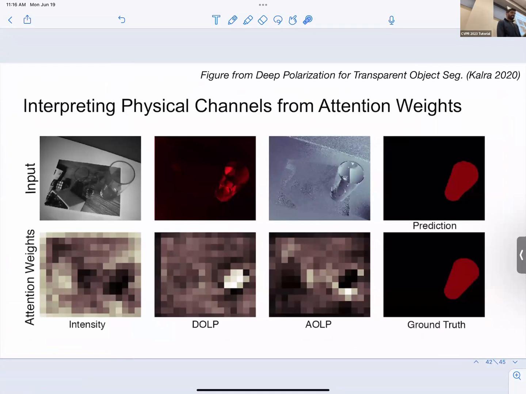So when you have attention, you can also interpret these attention weights and see if they're picking up the physics of the polarization, right? If polarization is really useful to segment this transparent glass, then you would expect that the network would draw from the input data from polarization more. And you can clearly see that the network is spiking on the DOLP image. You have very high attention weights on a degree of linear polarization image of this kind. So it's just underscoring the value of using polarization as an input modality to the data.